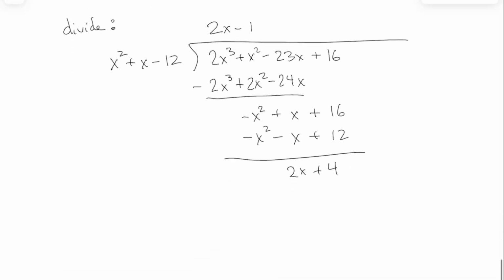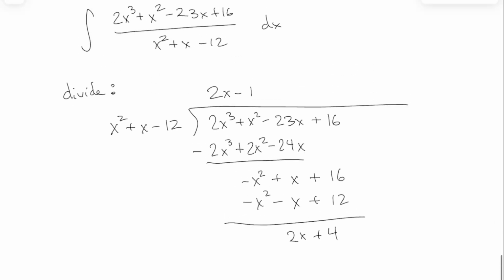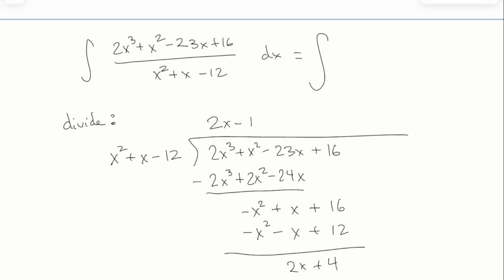All right? And the final long division is, so now we're done because the degree here is now less than the degree here. And it means that this original integral is the same as, remember what this whole long division means? The quotient, like this fraction, it actually equals 2x minus 1, with a remainder, and the remainder is the one at the bottom, 2x plus 4 over x squared plus x minus 12. That's the remainder term.